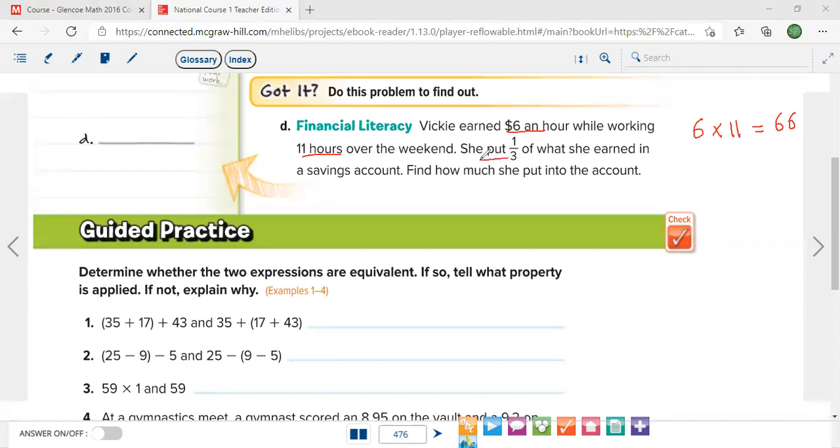Now she put a third of what she earned in a saving account. So let's evaluate what is a third multiplied by 66. 66 is like 66 over 1, divide by 3, divide by 3. So this will give you 22. Find how much she put into the account. So this is $22.